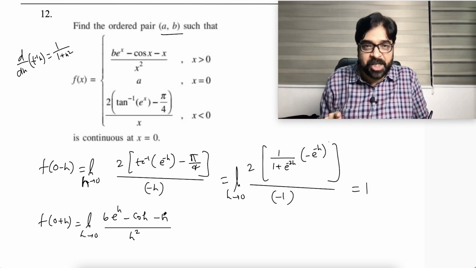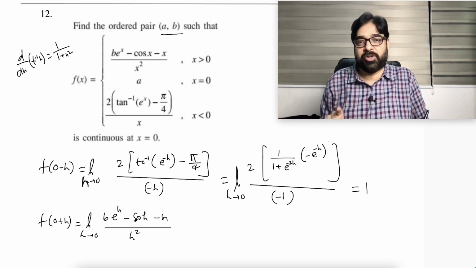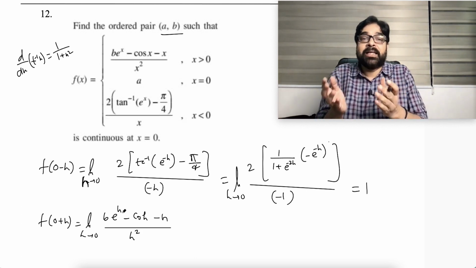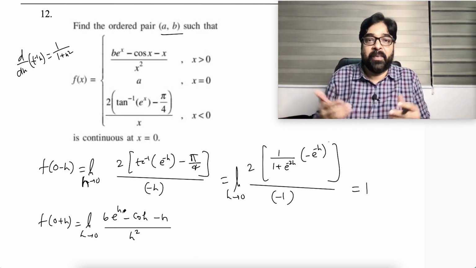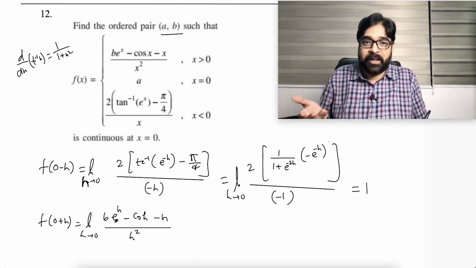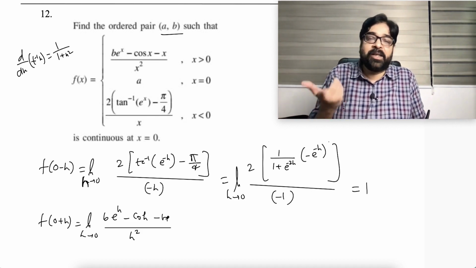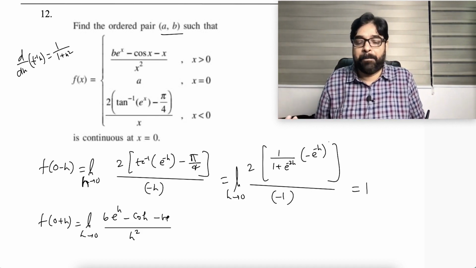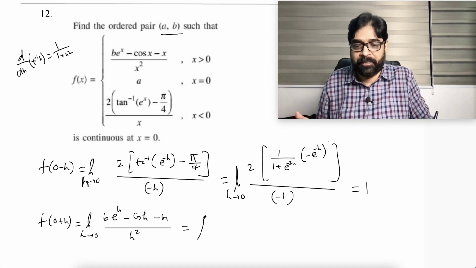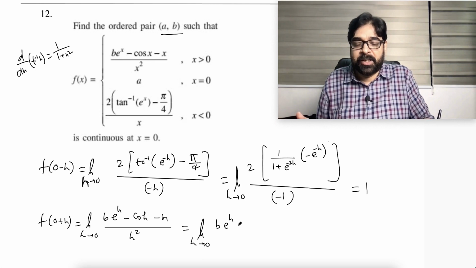Since h is present here, I cannot do approximation. Approximation means sin x can be written as x when x is near 0. But if x is near that in addition or subtraction, then you cannot do approximation. The best option is to apply L'Hospital. So limit h approaches 0, b e power h plus sin h, because cos h differentiation gives minus sin h, minus 1.